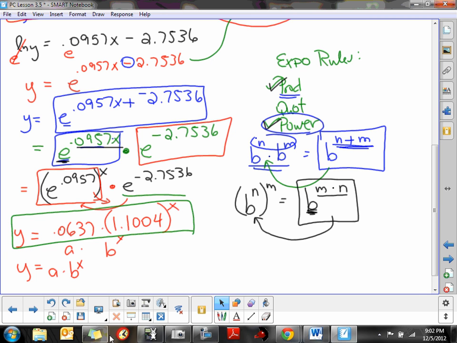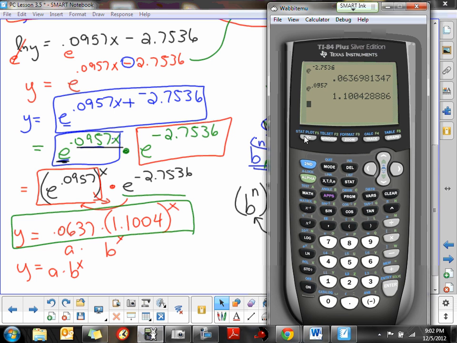Okay, so what I'm going to do is I'm going to come back into the equation editor. I'm going to place that new equation into y sub 2. I really don't want y1 graphed anymore. That was the model that fit our linearized data. So we're going to type in 0.0637, times 1.1004 raised to the power of x. There's our exponential model. Enter.